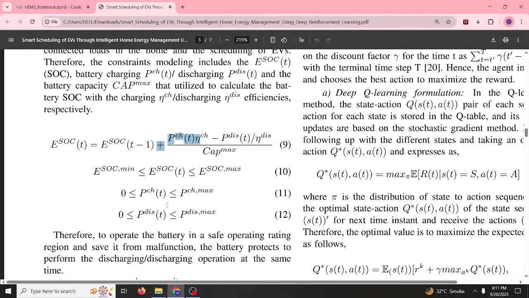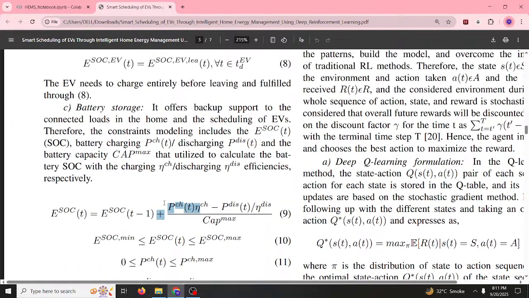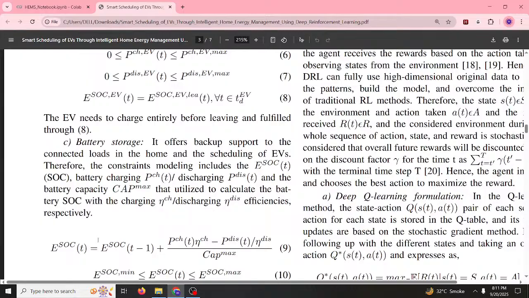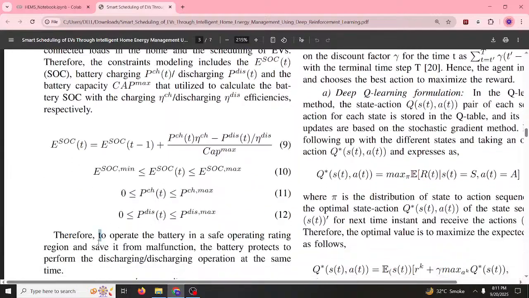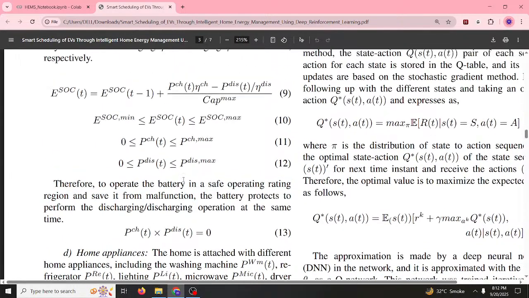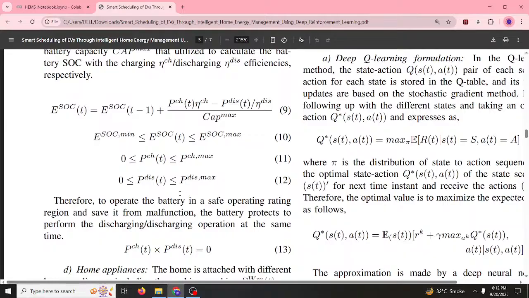That will be linked to what we have here, that charging and discharging should not happen at the same time. Either it can be charged or it can be discharged, but not both at the same time. And further, there is one more condition, to operate the battery in the safe operating rating region and to save it from damage. So this is the charging and discharging condition. We cannot go beyond the minimum and cannot go beyond the maximum.